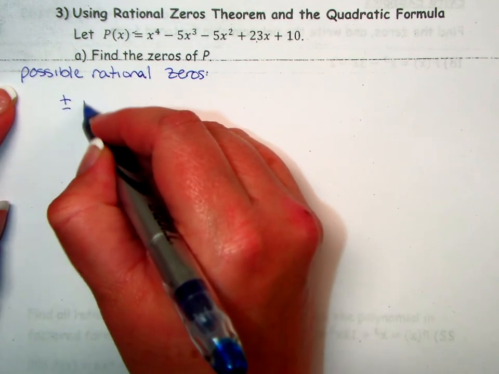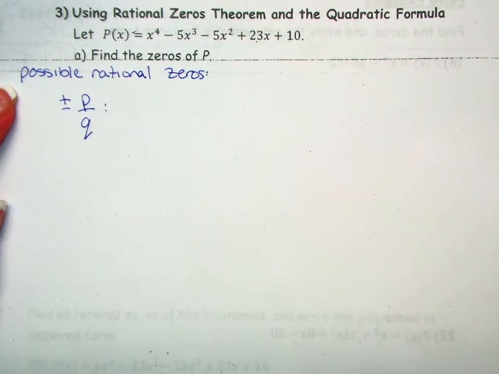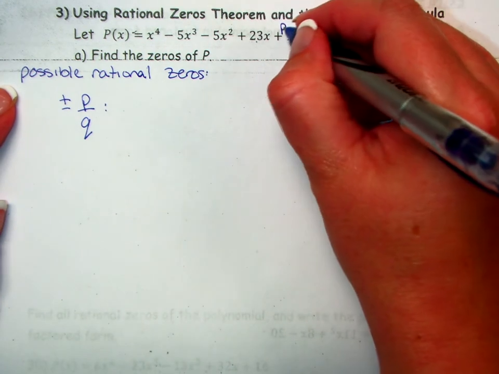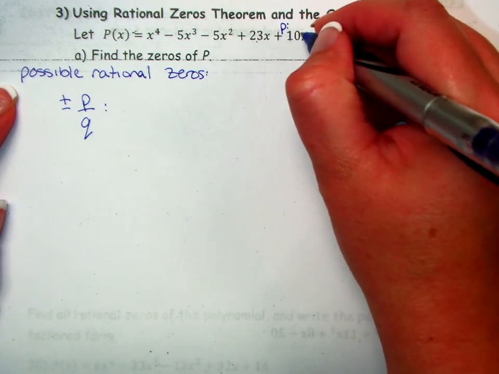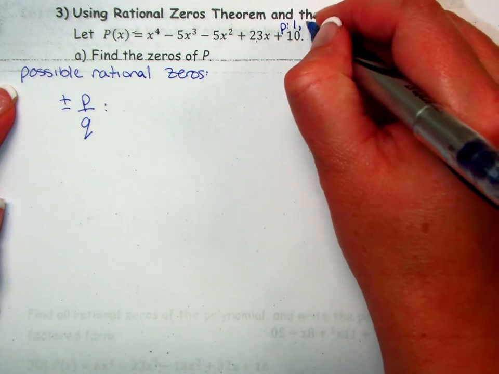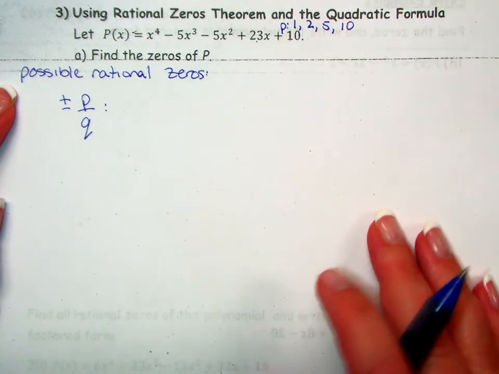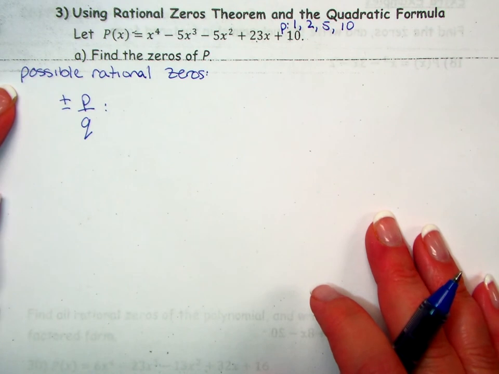What are my possible P over Q values? Right? So the P values come from the constant, right? And the constant is 10. And the factors of 10 are 1, 2, 5, 10. Right? Those are all the numbers that divide 10.